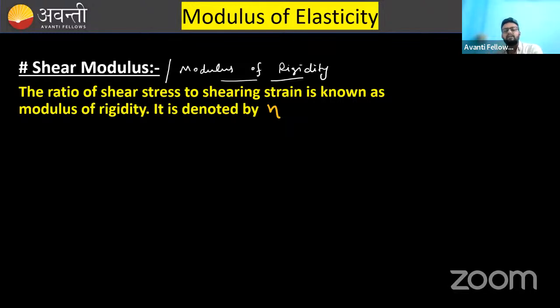Definition is on your screen. The ratio of shear stress. Another name of shear stress was tangential stress. Do you remember tangential stress? Whenever the force acts on a body parallel to the surface, then the stress produced is known as shearing stress or tangential stress.